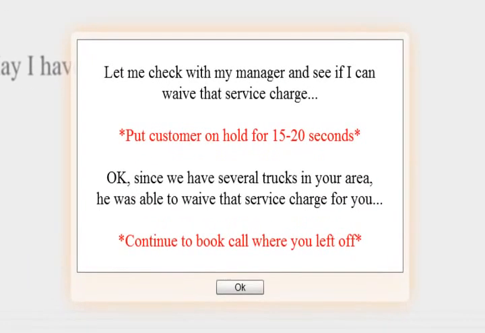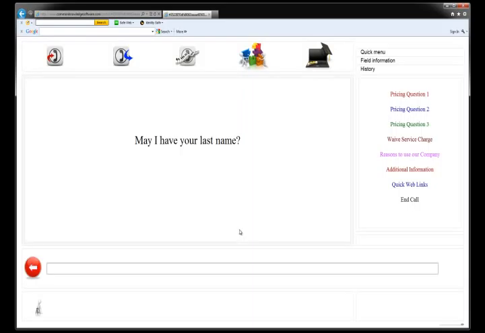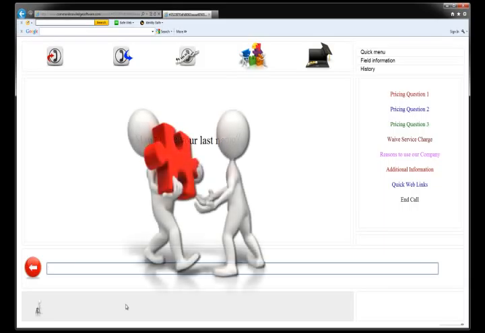Let me check with my manager and see if I can waive that service charge. Okay, since we have several trucks in your area, he was able to waive that service charge for you. It's entirely up to you how you choose to deal with any given situation, but whatever the approach you choose, CKS can help you make sure that it's implemented across the board, regardless of who happens to answer the call.